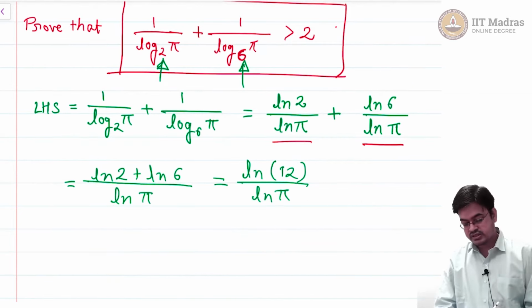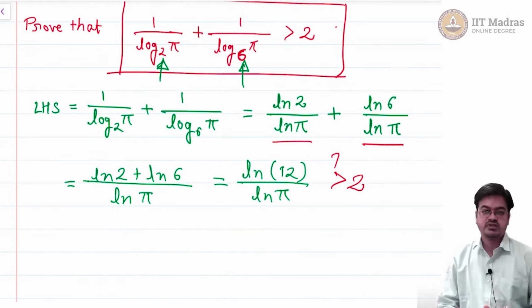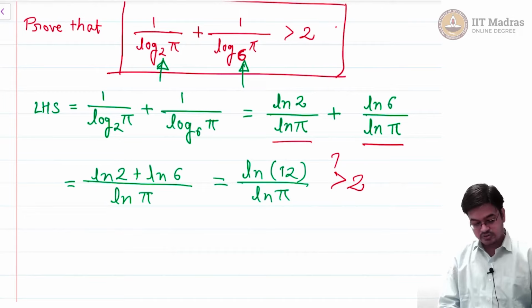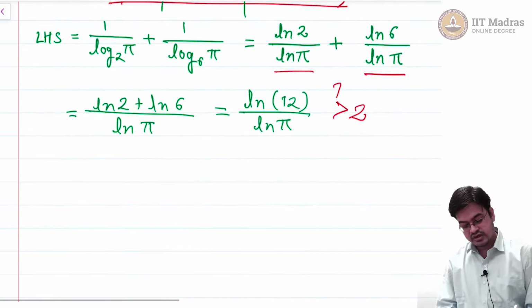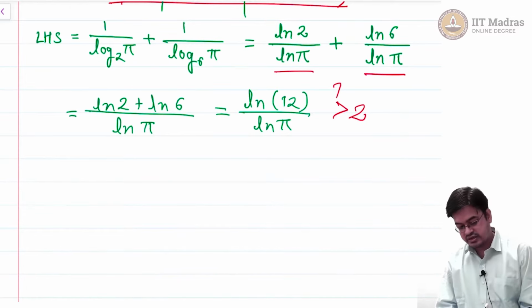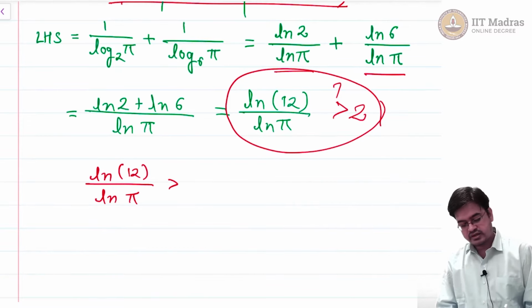Now the question is whether this thing is greater than 2. I don't know still. Let us assume this thing holds true. Then how will you proceed? Let us try to do it in this fashion. I will again consider this particular inequality and try to see whether this is true or not: ln of 12 upon ln of pi greater than 2.